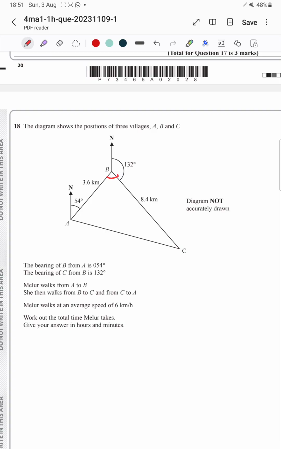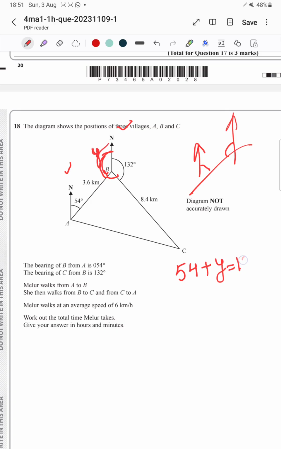We have to focus on finding this angle. Because this is a north line and this is a north line, these are two parallel lines, and the angles made with the third line always add up to 180. We call them co-interior angles. So we have 54 plus, let's say this angle is Y, so 54 plus Y is equal to 180. So angle Y is equal to 180 minus 54, which is 126 degrees.